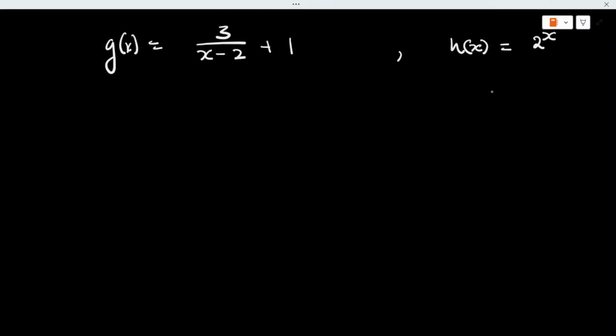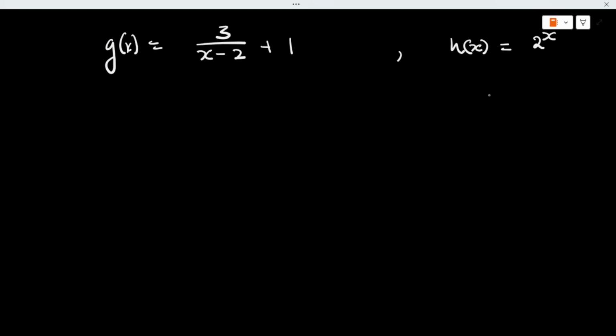Now, looking at the second equation, we see that we have h of x is equal to 2 to the power x. Now, this tells us something. What function family are we dealing with? Is it a parabolic, exponential, hyperbolic, or is it a cubic function? Well, x is an exponent, therefore it must be an exponential graph or an exponential function.